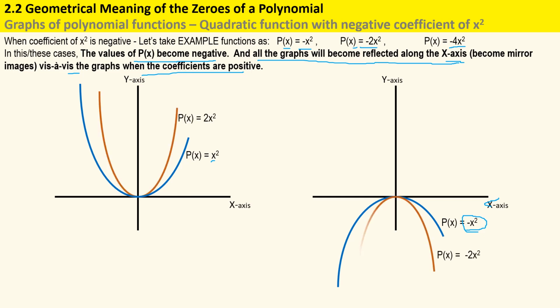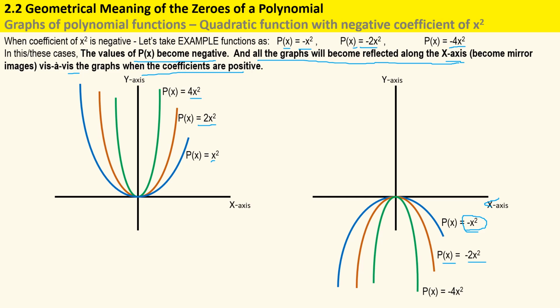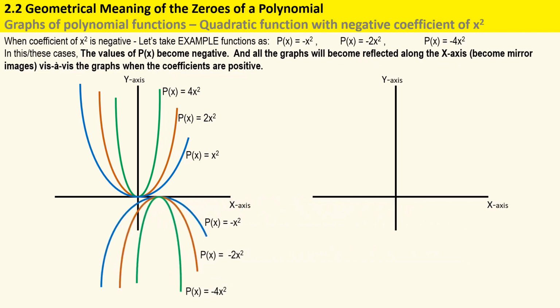Now let's plot p(x) = 2x square, and let's also plot p(x) = minus 2x square. Let's also plot p(x) = 4x square. This is our third function here, and we also plot p(x) = minus 4x square. So we see that when the coefficient of x square becomes negative, the graph becomes like a mirror image, or is getting reflected along the x-axis. So let's remove the lines here and see how this looks.